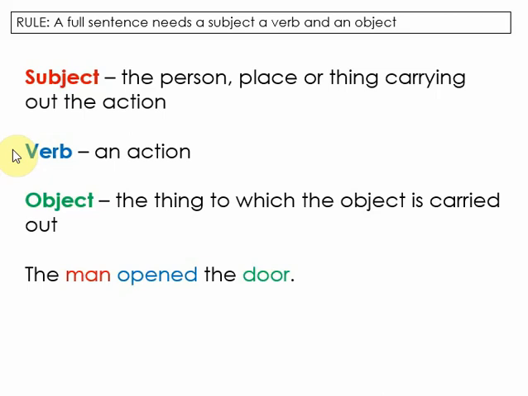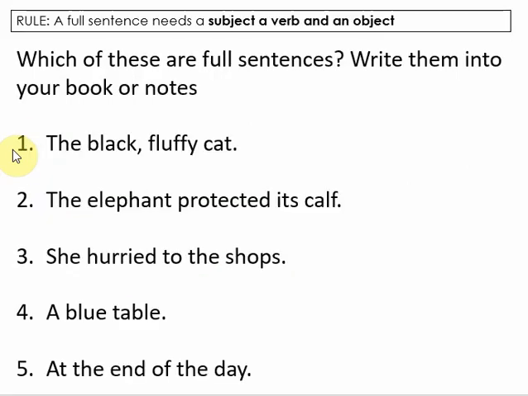Okay, so in that example sentence, the subject is the man, and that's because that's the person in this case carrying out the action. Opened is the verb, the action that the man is performing, and the object is the thing which is being opened, which is the door in the case below, as you can see from the color coding itself.